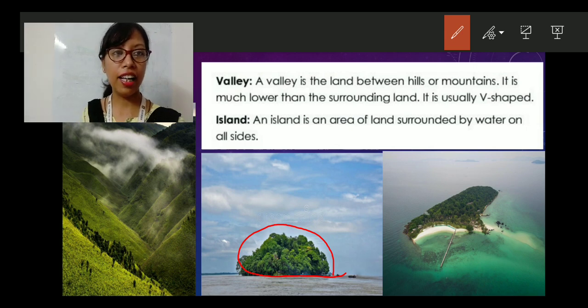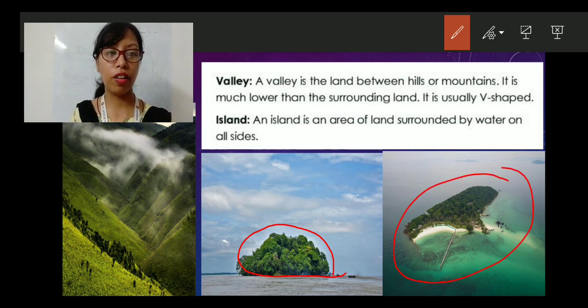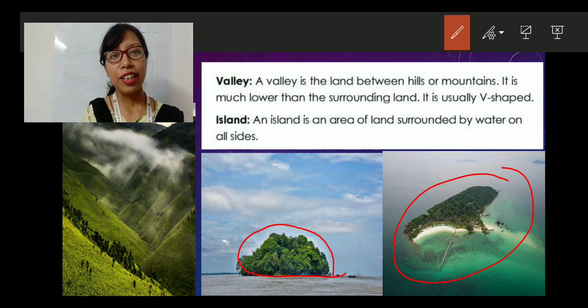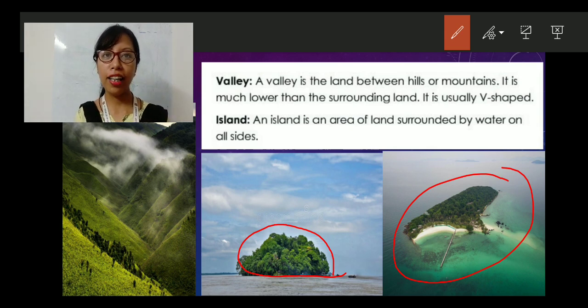And now this is the island of Maldives, part of the Andaman. So this is a part of the Andaman island. Now as you can see, it is surrounded by water. This is a river island, and this is the island which is surrounded by oceans. So what are islands? These are land masses which are surrounded by water on all sides.